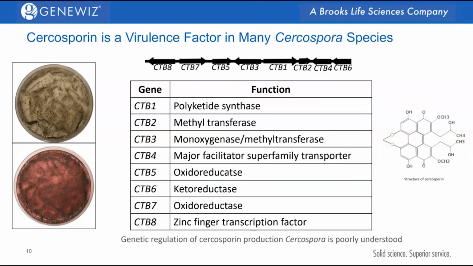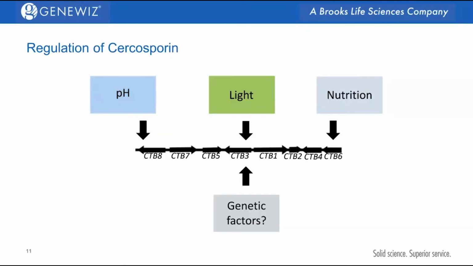Although we know what cluster is producing cercosporin, what we don't know is the genetic regulation of cercosporin itself. So far, what we know on the regulation of cercosporin is it is influenced by pH, it is influenced by light, and it is influenced by nutrition. However, what genetic factors, like what genes are responsible for regulating this cluster within Cercospora, was largely unknown.